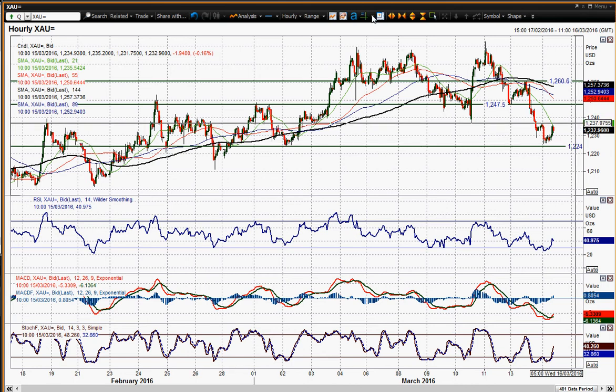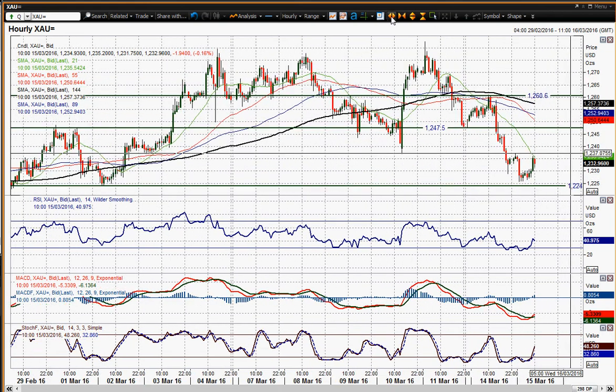Interestingly, if I zoom in, that reaction high that we saw overnight came pretty much bang on the reaction low of 1237. So that is, I reckon, between 1237 and 1247. I think that's a nice band of resistance now that you could be looking out for your next sell signal, because I think that is going to be coming.